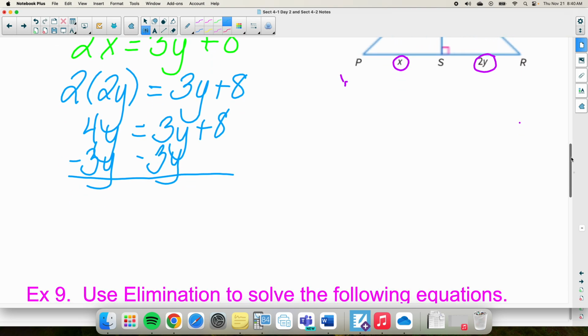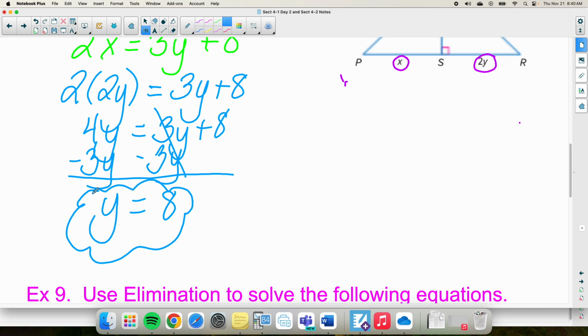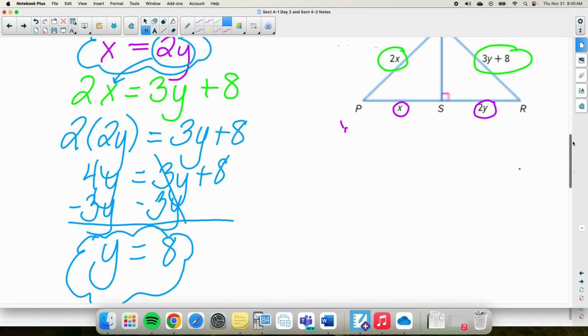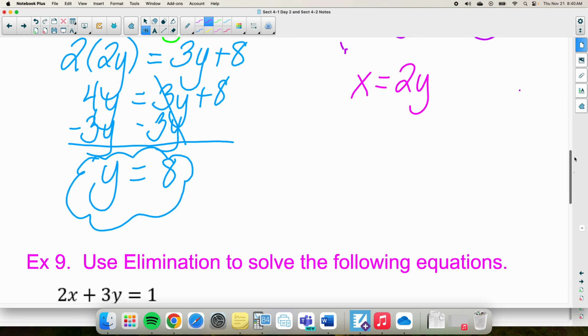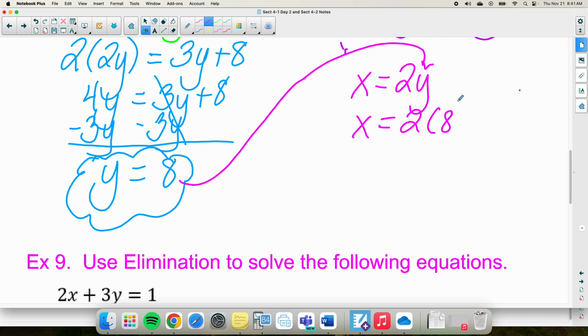Okay. And I would get y equals, these cancel, and y is 8. That is one of your answers. Now, to go back and find x is even easier in this one because this is an easy equation to solve for something in. So I'm going to pick x equals 2y, and I'm going to take that 8 and put it in for y. So x would equal 2 times 8, which is 16.